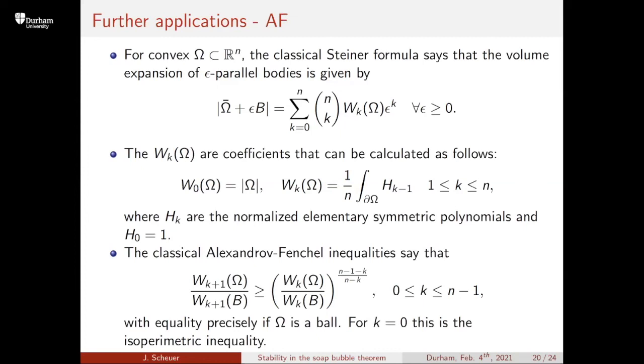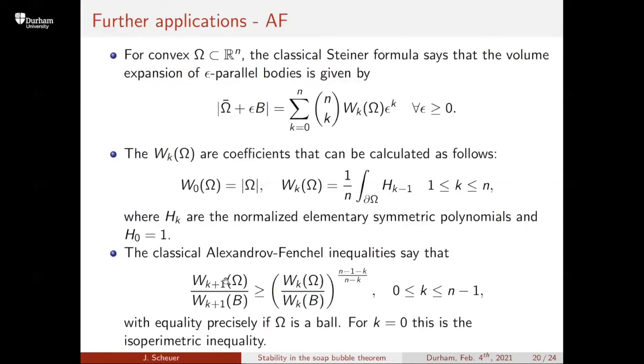At least particular cases are due to Minkowski. The full set is probably due to Fenchel, Jessen, and Alexandrov. They say that you have these precise, sharp estimates: W_{k+1} is greater than W_k, normalized so that we have scale invariance, with equality precisely on balls.